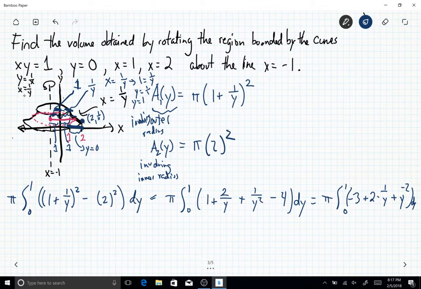Did we get xy equals 1? We took everything. Sorry for the hesitation, folks. I'm just taking a look real quick to make sure that everything's set up all right. And did we want that about the line x equals negative 1?